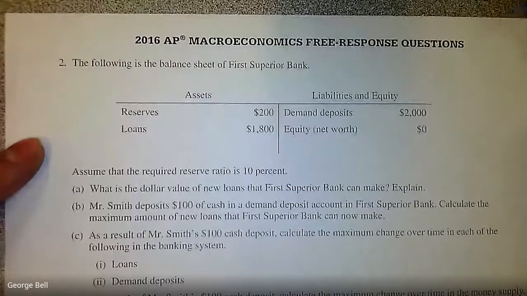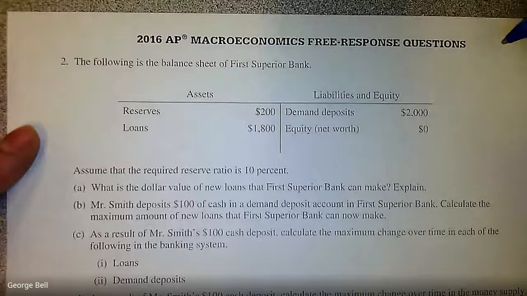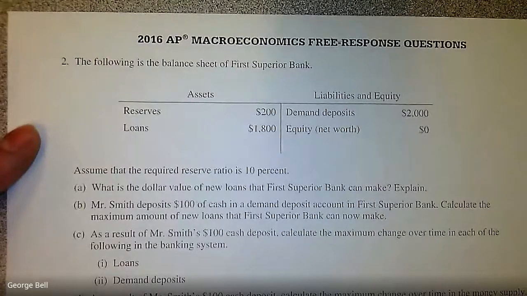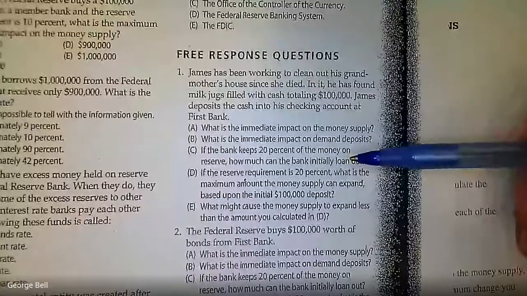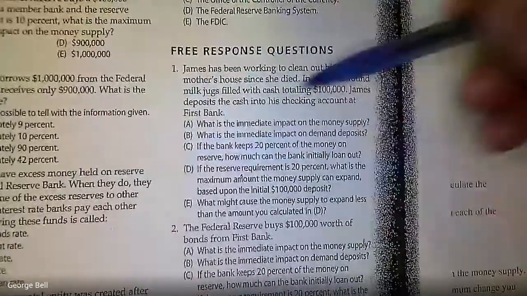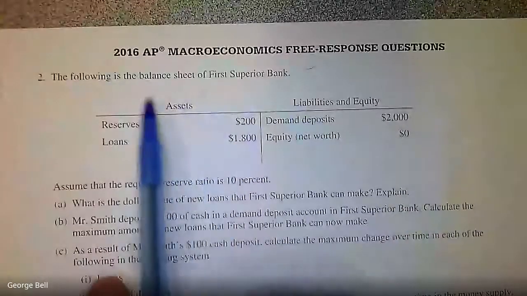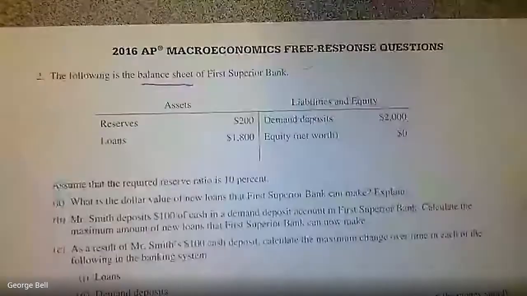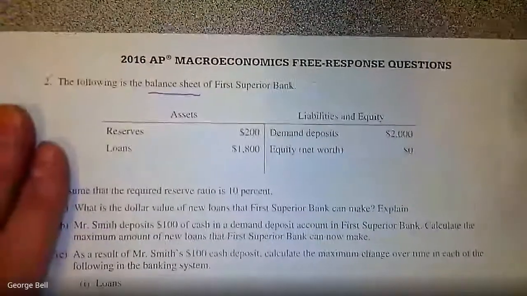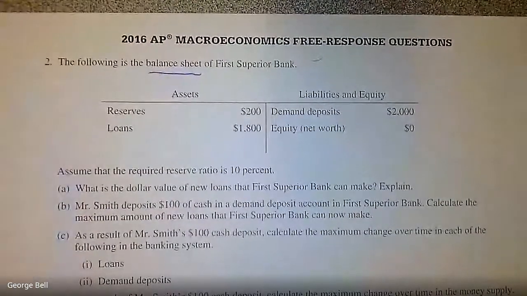So what you're looking at here is a banking balance sheet. This is exactly the same style of question that we've done the last several days. Of course, the difference is instead of being in the form of a short answer question like this, they're giving us what's called a banking balance sheet. And so that's the first thing to know here. This balance sheet is one way that AP likes to present banking questions, and it's just different. And so we need to learn how to read it.